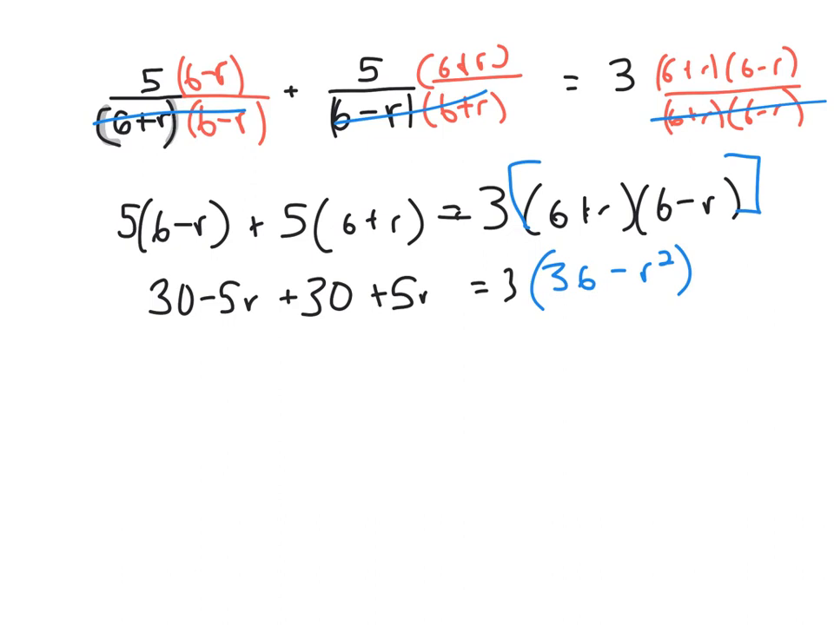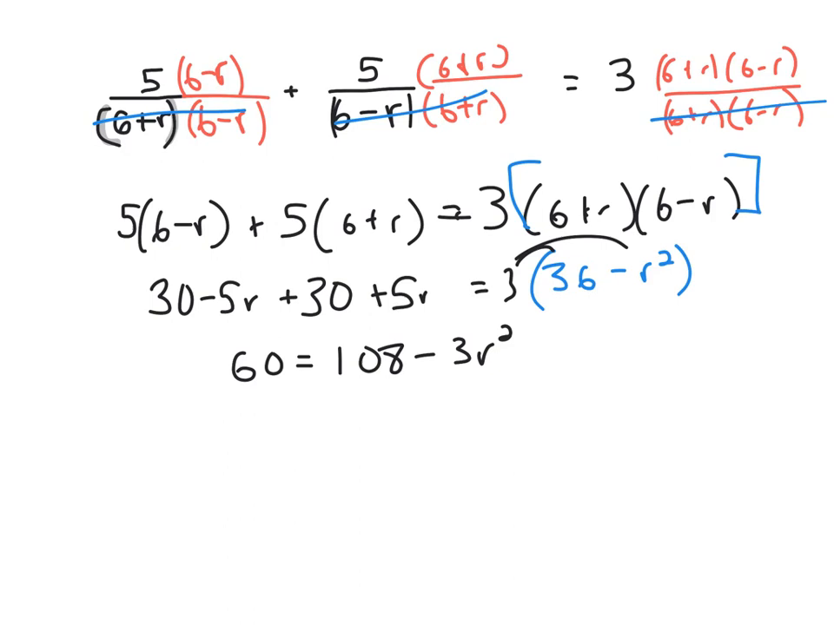If I clean up the left side, I'm going to have 60. The 5r's would end up simplifying out. And if I distribute this 3, I'm left with 108 minus 3r squared. So I'm left with a quadratic equation. Now, we should know to solve quadratic equations, we want to set it equal to 0, and then try and factor or use the quadratic formula.